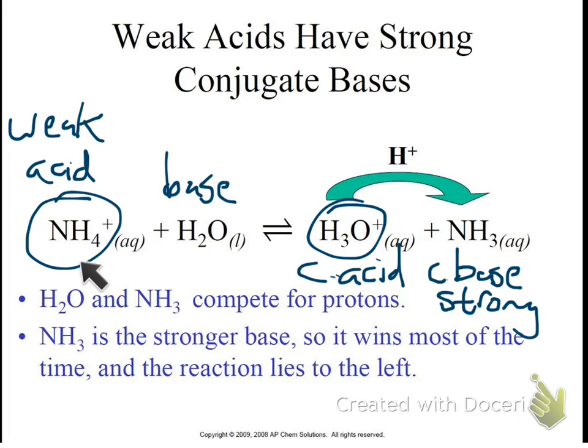So even though we draw the reaction like this, it doesn't actually go all the way to products, and so the concentration is actually going to be higher on the left-hand side, so it's going to drive the equilibrium to the left. The concentration of the reactants would be higher than the concentration of the products, and that's because the NH3, the ammonia, can outcompete the water for the protons.